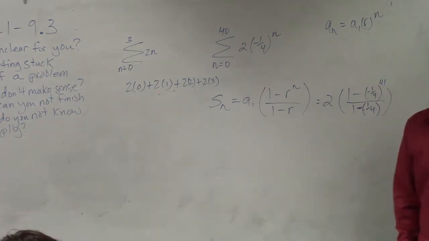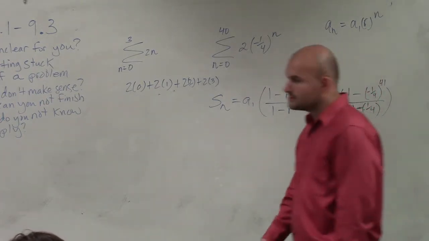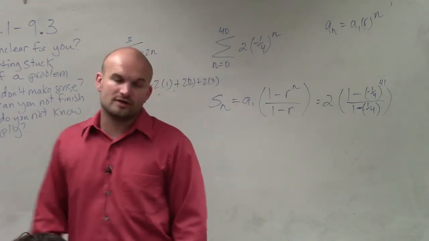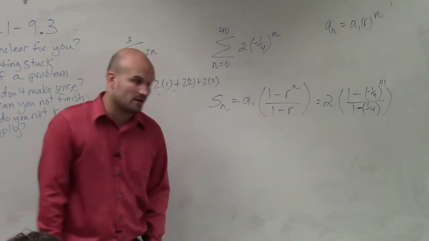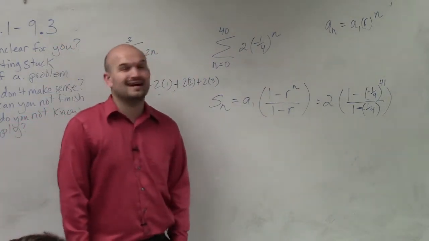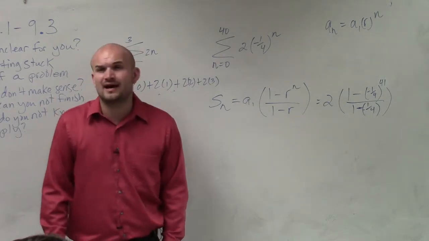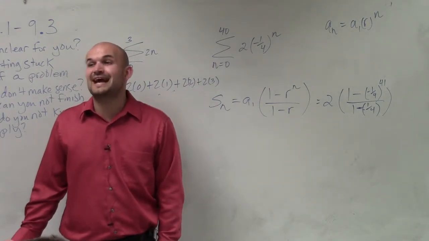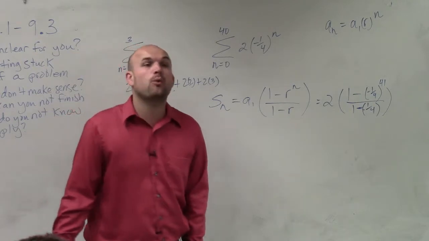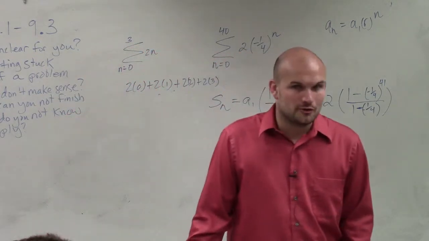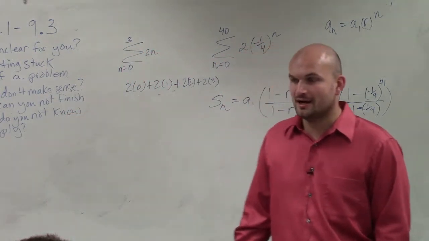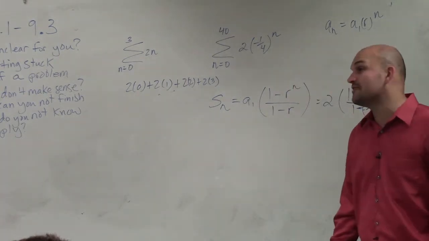Anybody have any questions so far with that? All right. Now, I need to take 1/4 and raise it to the 41st power. When I did that, I got like 2.6 or something like that times 10 to the negative 25th, meaning there's 24 zeros before I actually get to my significant terms. So therefore, that's very, very close to 0.